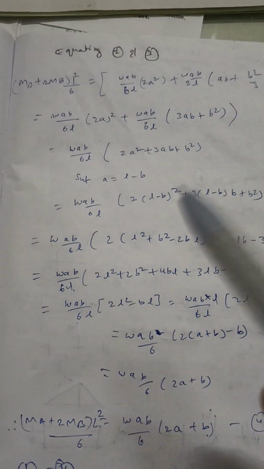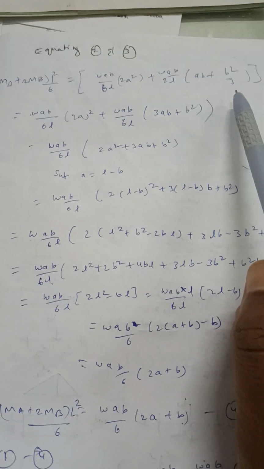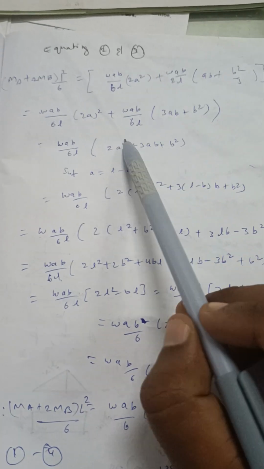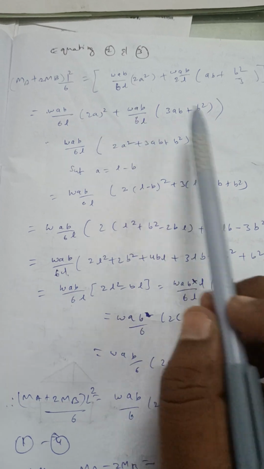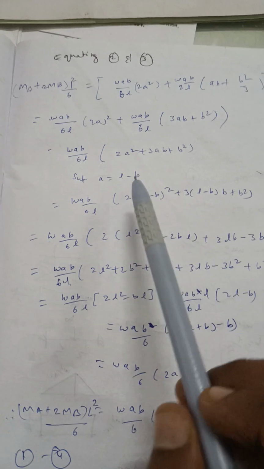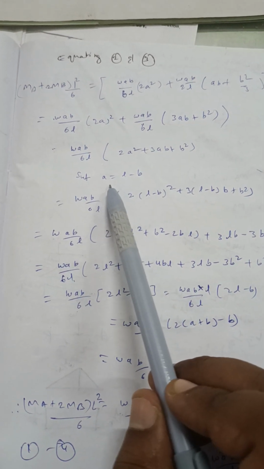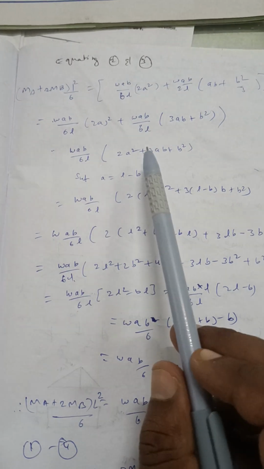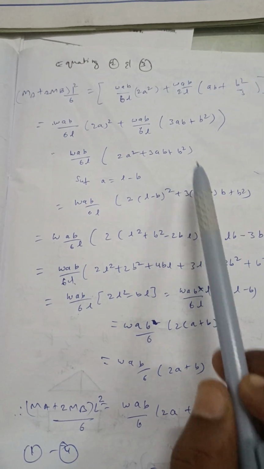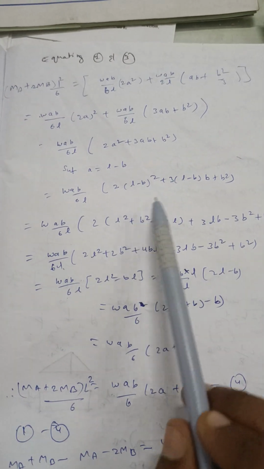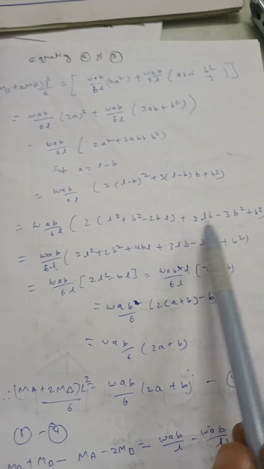Okay. Now this is a simplification process. What we have done here, we have taken 3AB plus B square divided by 3. 3 into 2, 6. In this step, we have taken WAB by 6L common, so 2A square plus 3AB plus B square. Now we know that L equal to A plus B, therefore A equal to L minus B. So instead of A, I have written L minus B wherever A is there. So I have simplified it: L square plus B square minus 2BL.